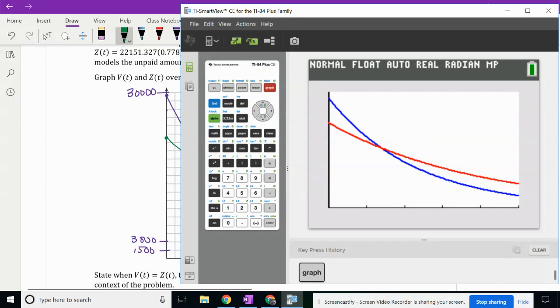The graphing is just a pain. It's not really the hardest thing to do. It's a pain to count by 1500s, right?